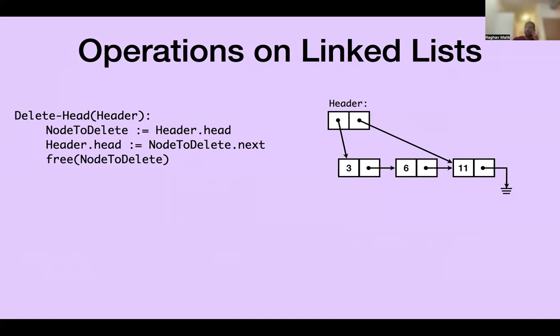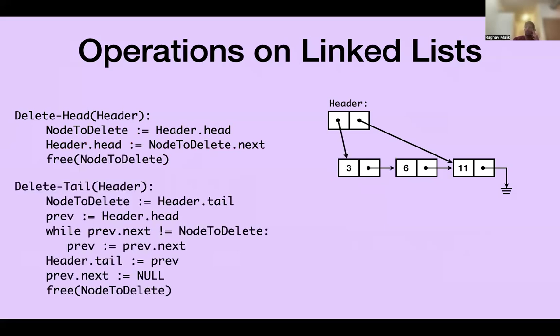More operations. Delete. If I want to delete the head, I grab the one that I want to delete. I increment what the head points to, and then I make sure to free it. If I want to delete the tail, this becomes a little bit trickier because I need to know what the new tail is going to be, which means I need to know what came just before the current tail, but my header doesn't point to that.